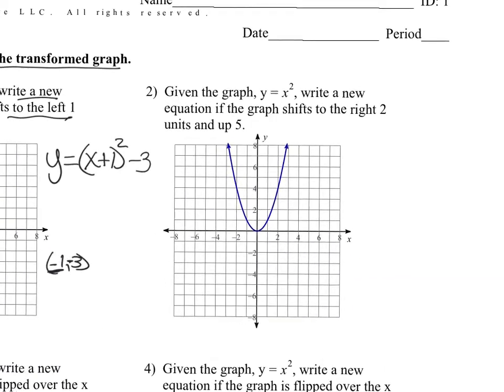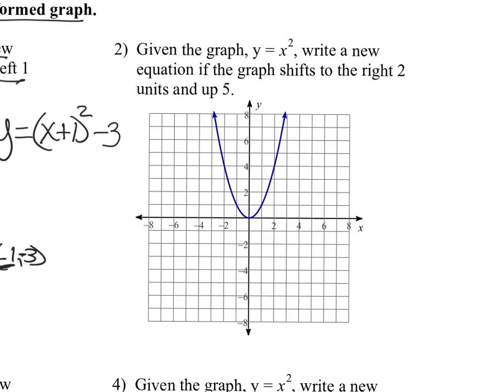Let's look at number 2. Okay, so we've got y equals x squared. And it says that it shifts to the right 2. So it went to the right 2, and then it went up 5. So its new vertex is up here at 2, 5.